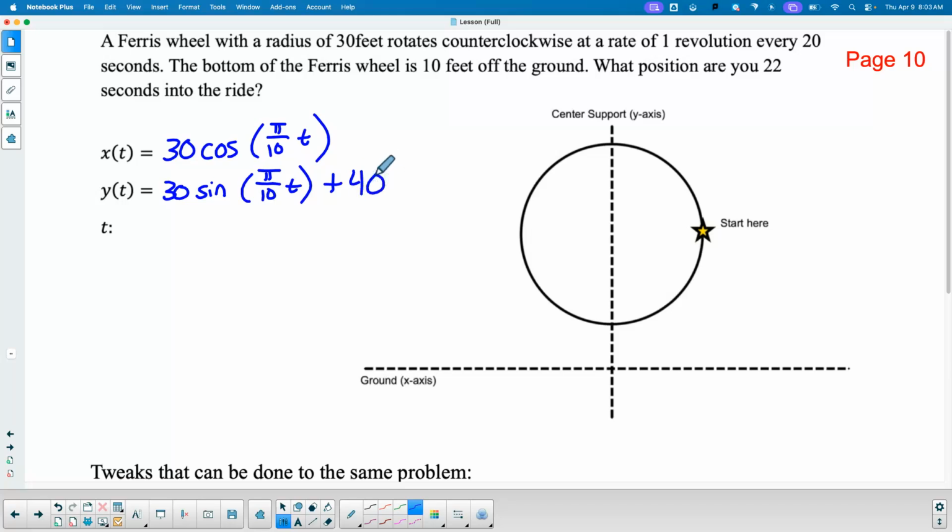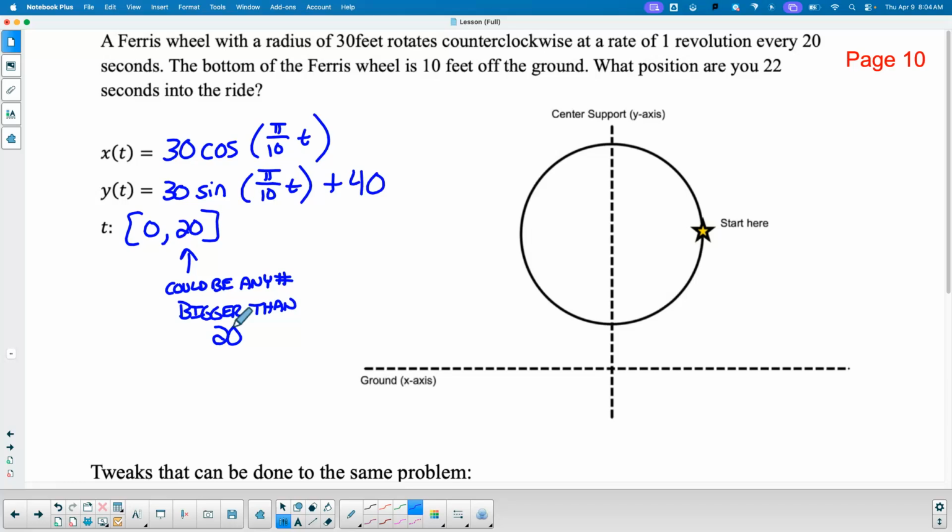And then our t values went from 0 to 20, but we also said that this number could be any number bigger than 20. The smallest that number could be is 20 because it took us 20 seconds to get all the way around the circle. Everybody remember that? So we're all caught up?